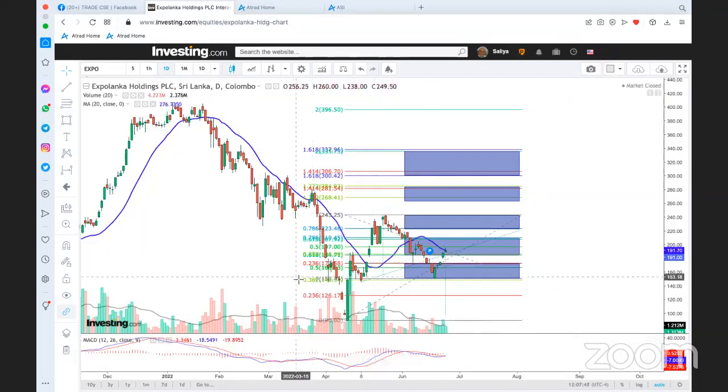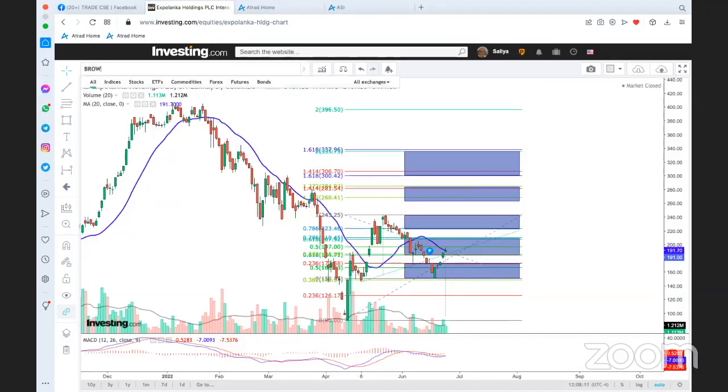Then, as you all know, you can use many other indicators. We are using the PSAR, and also we are using the 5-day moving average in order to use that as an entry consideration, stuff like that, right? So that is important. Then we'll move on to Brown's Investments.